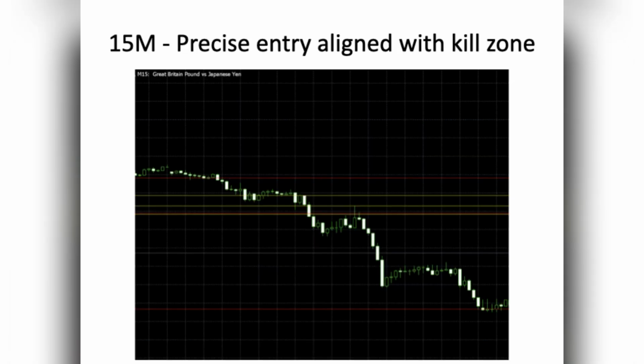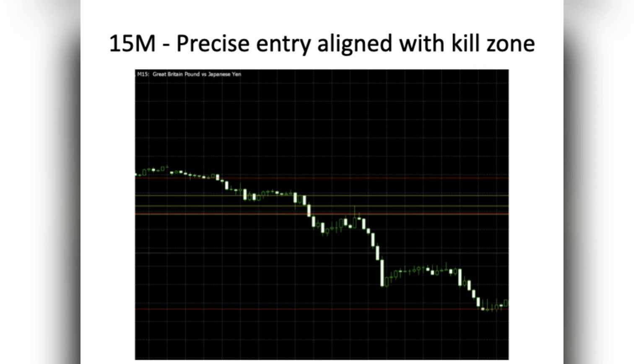Step 3, the 15-minute chart. This is where we get our precise entry. We are now looking for a sell signal. Watch the price action. We see a bearish break of structure with displacement. We wait for price to retrace into the fair value gap. This becomes our trigger to sell at market opening, placing our stop loss at the top of the first candle of the fair value gap.